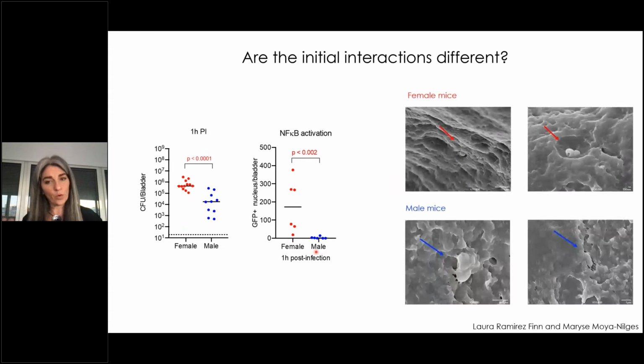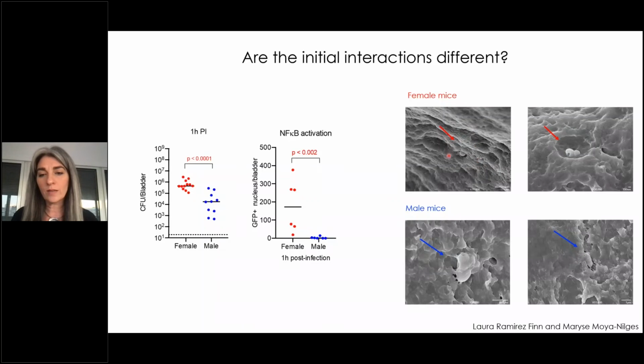And that led us to question whether the interactions of the bacteria with the bladder surface could potentially be different. And so Laura Ramirez-Finn, who is a PhD student in the lab, now looked at this during her master's work in our lab. And what she did is she used scanning electron microscopy essentially to look at how the bacteria are interacting with the surface of the bladder. And while these are preliminary images, and I think the best part about scanning EM is you can speculate madly, what we were able to see is it looks like the bacteria may be interacting with the surface of female bladders in a different way from male bladders.